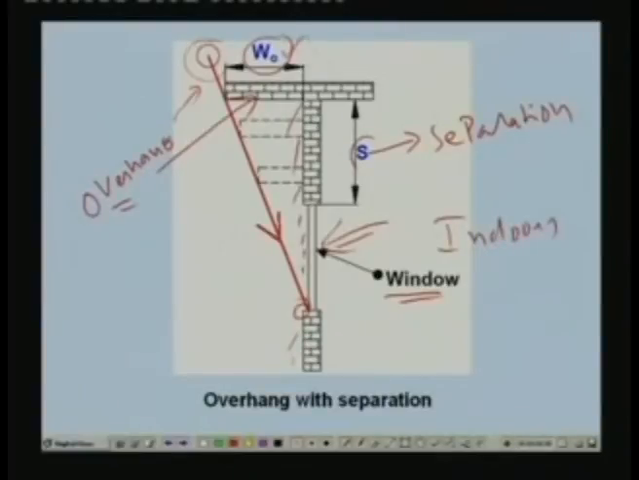If you take this W naught and this S, you can also take for example this W naught and this S, then also you can completely shade the window, or you can take this W naught and this S, again you can completely shade the window. That means a large number of combinations of W naught and S are possible, which can result in the complete shading or unshading of the window.